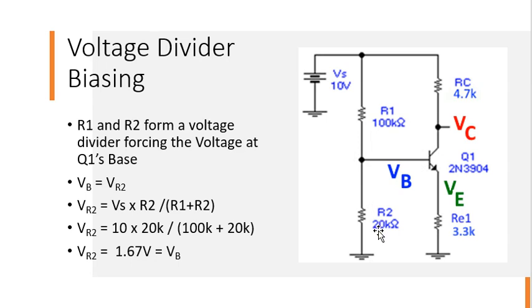Using the voltage divider formula, VR2 is equal to the supply voltage, that's the voltage we start with, times R2 divided by the total resistance of R1 and R2. It's basically a ratio. So we put in our numbers: VR2 is 10 volts times 20K for R2 divided by the total of R1 and R2, which is 120K. We work that out and find that VR2 is 1.67 volts. So the voltage at our base is 1.67 volts.